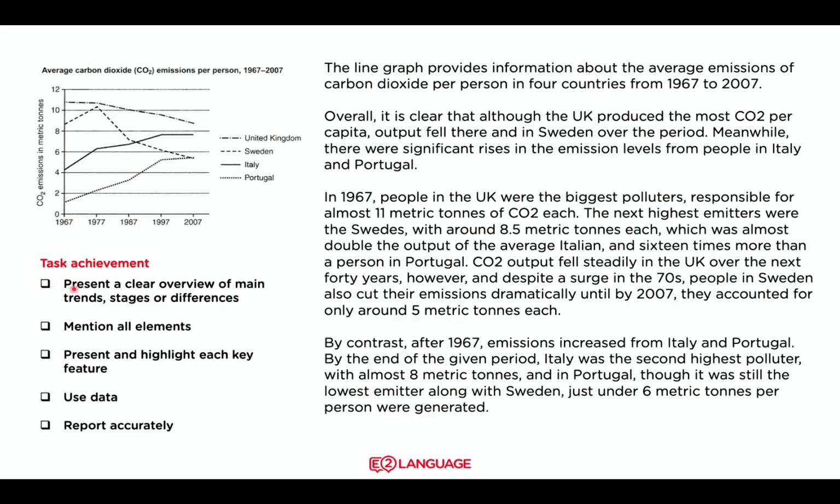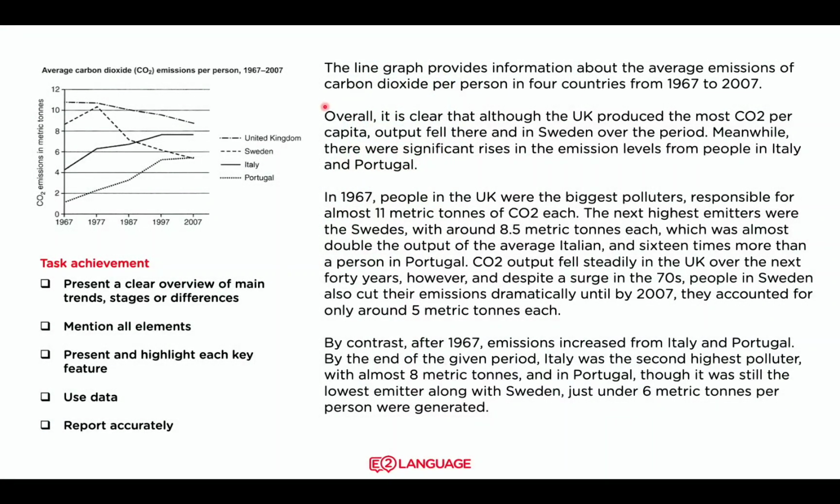Firstly, have I presented a clear overview of main trends, stages, or differences? In the criteria, it says main trends, stages, or differences. In our particular task here, we're really interested in trends, the main trends. So my overview is here. Overall, it is clear that although the UK produced the most CO2 per capita, so per person, output fell there and in Sweden over the period.